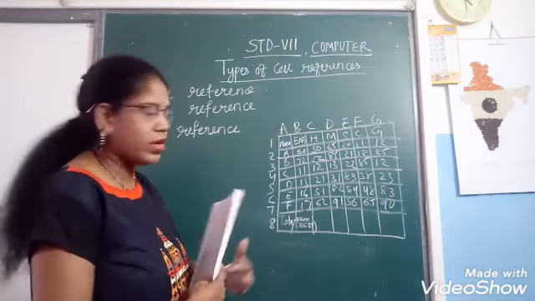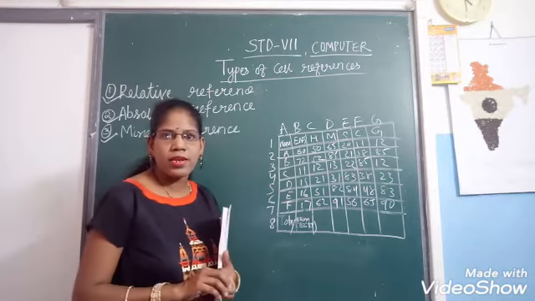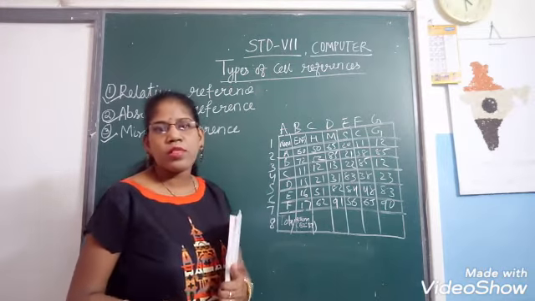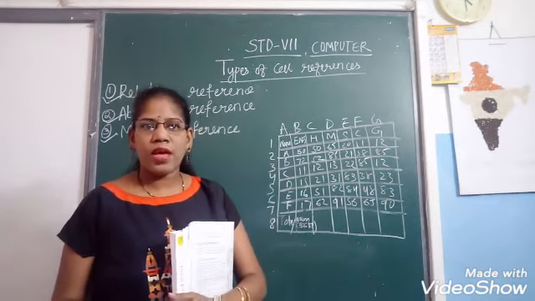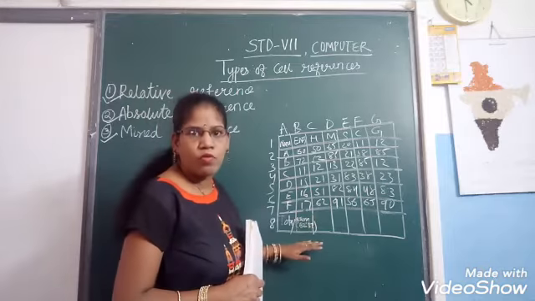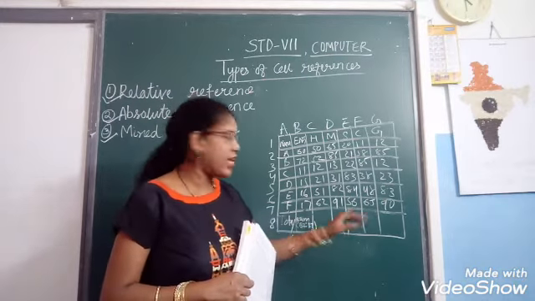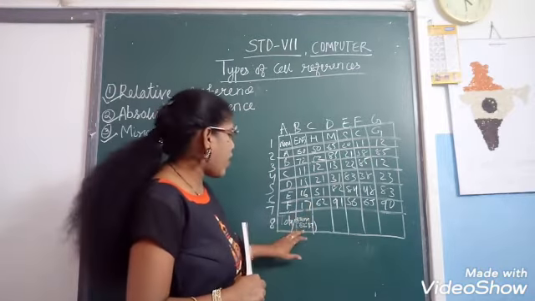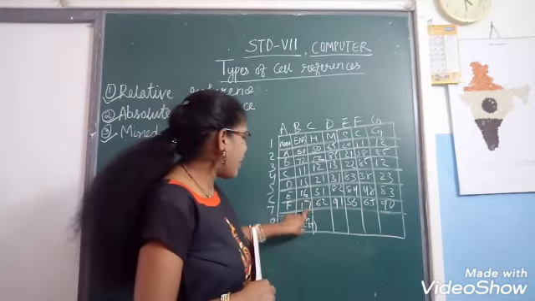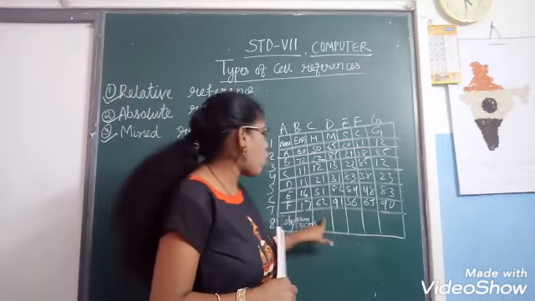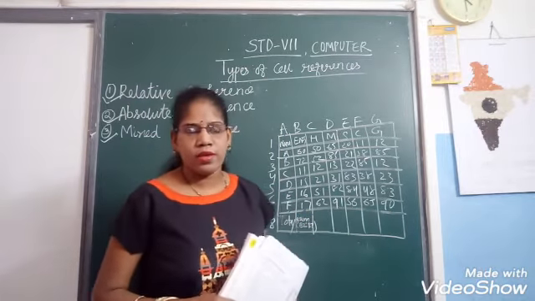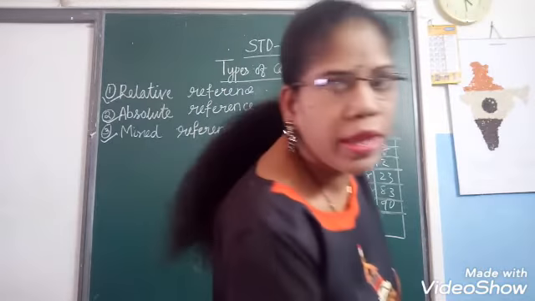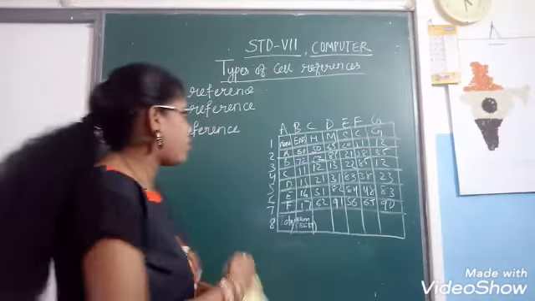Now we will read about absolute reference. Is it clear? Relative reference means you can copy and paste the cell reference formula. No need to type again and again in all these cells. Once the answer comes, you select that and drag, and all the answers will display. Now let us see what we mean by absolute reference.